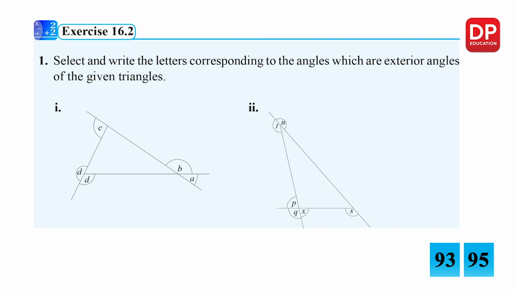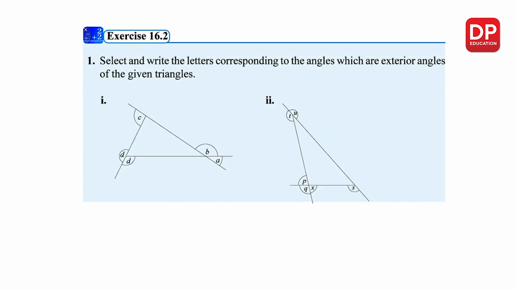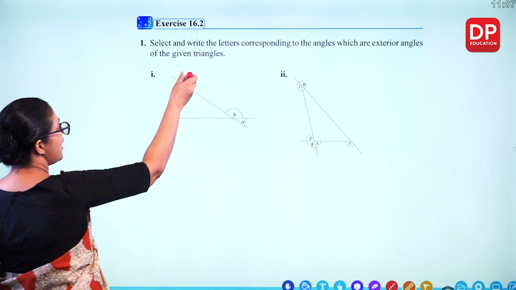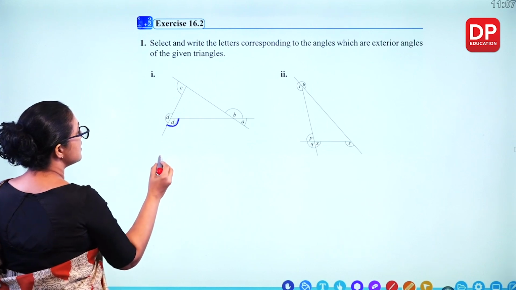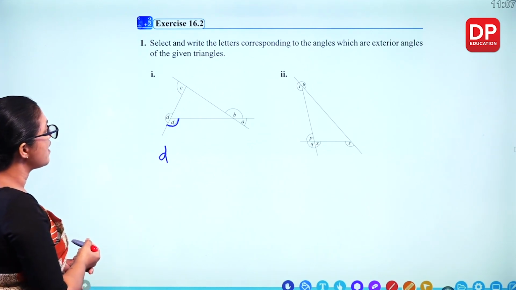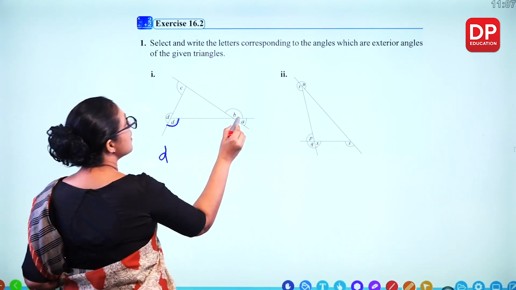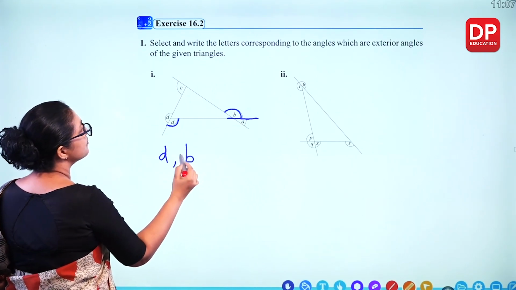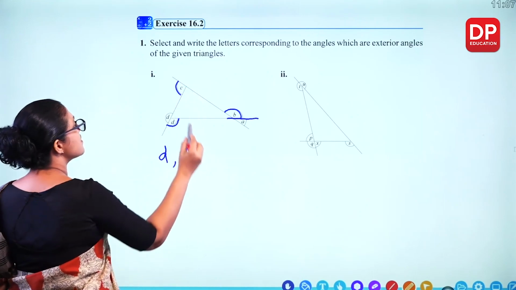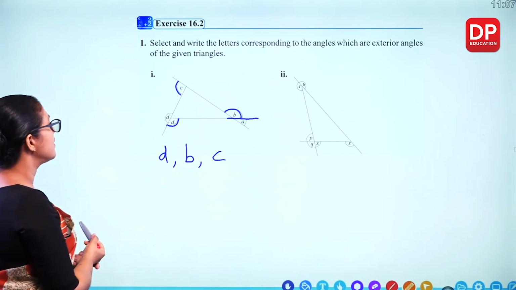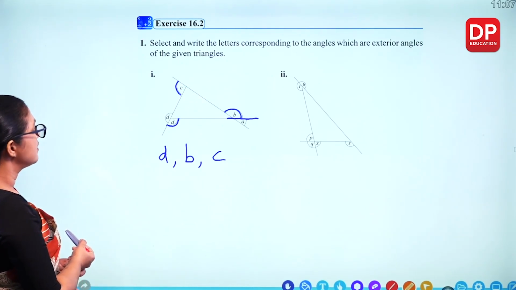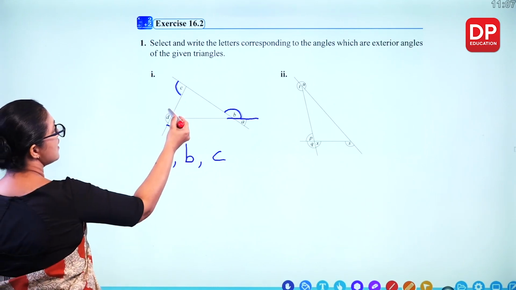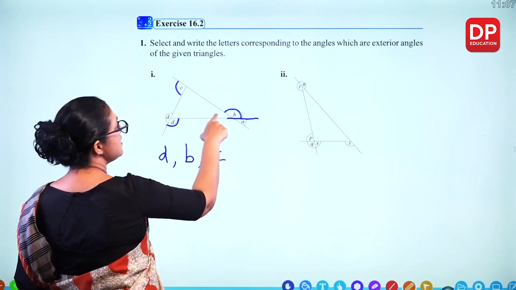Exercise 16.2. Select and write the letters corresponding to the angles which are exterior angles of the given triangle. So, when you extend this line, D is an exterior angle and B is an exterior angle. And when you extend this, C is an exterior angle. And this is not an exterior angle, D, and this is the interior angle.